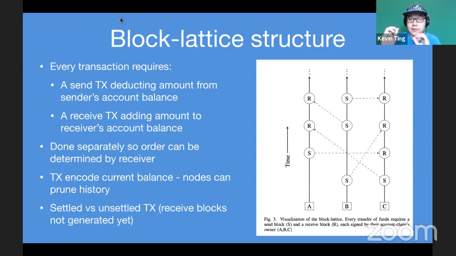There's also a difference between settled and unsettled transactions. For unsettled ones, that means the receive blocks have not been generated or signed yet. So those are still considered unsettled and not reflected in the balance until that action is done.